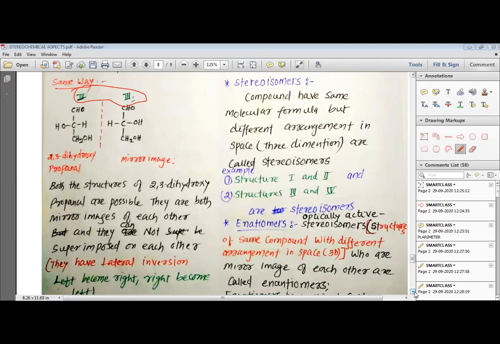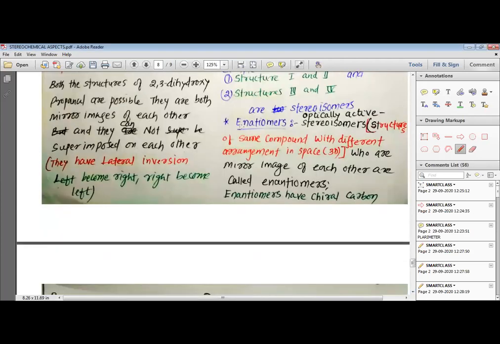Now we'll move on and understand a very important definition, which is enantiomers. We have already seen examples of enantiomers. Stereoisomers means different arrangement in space. Now let us start the definition of enantiomers. Optically active stereoisomers. Remember, they are optically active stereoisomers. Stereoisomers means structures of the same compound with different arrangement in space. So, optically active stereoisomers that are mirror images of each other are called enantiomers.